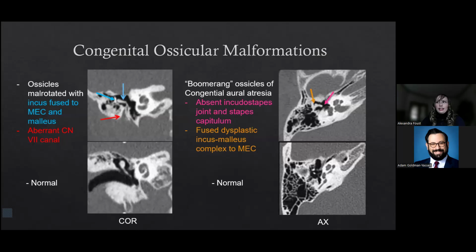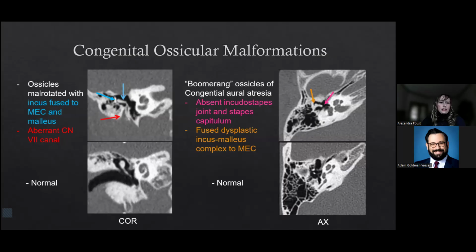So then looking at some congenital ossicular malformations, I have on the top here some abnormal cases and on the bottom some normal images at the same level just to show you the difference. So in the first case, hopefully you can sort of see the malrotation here with the incus fused to the wall of the middle ear cavity.